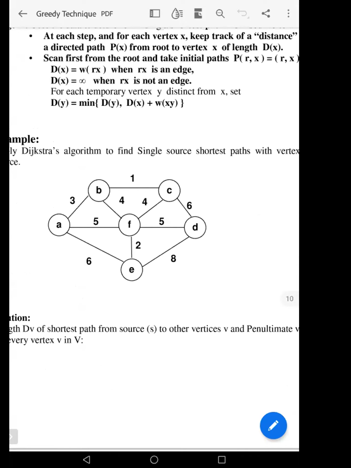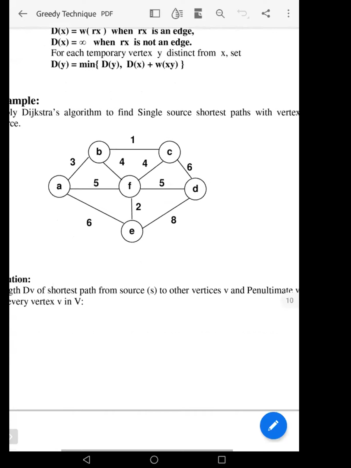So it is nothing but the minimum. Now suppose I want to calculate the minimum of P. The D of B is equal to what? D of B is equal to minimum of D of B, that is 3, comma, D of B plus the weight, that is, 3 plus 1, which is 4.